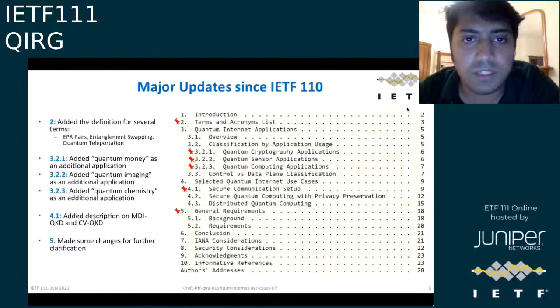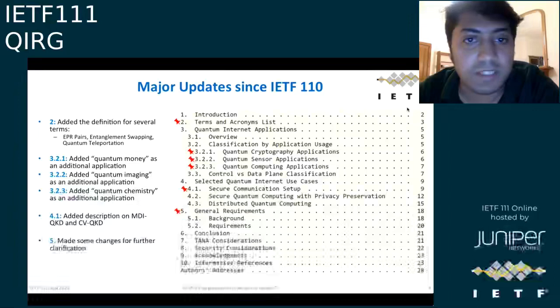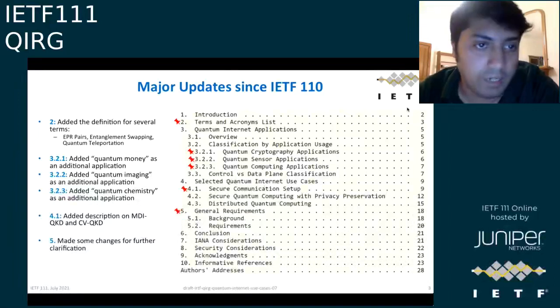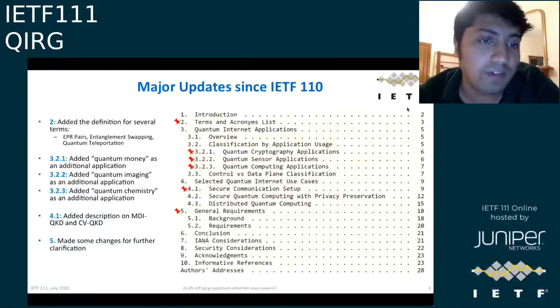What are the updates? On the right-hand side, you see all these red points. They are the sections where we mostly made updates. For example, in section 2, we added those new definitions. And in section 3, specifically sections 3.2.1, 3.2.2, and 3.2.3, we added the new applications of the quantum network: quantum money, quantum imaging, and quantum chemistry.